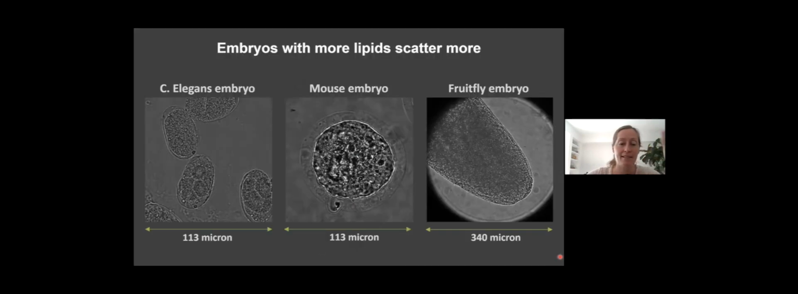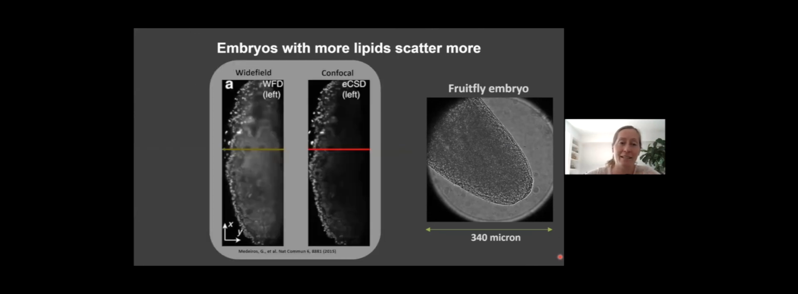And so our next step is to go after more scattering samples. Embryos are great because embryos are just always growing and getting more scattering every day, exponentially. If you look at a fruit fly embryo at a certain stage, it looks almost opaque because it's so highly scattering. In fact, even a confocal microscope can't get through the center of a fruit fly embryo at this stage because there's too much multiple scattering in the sample.